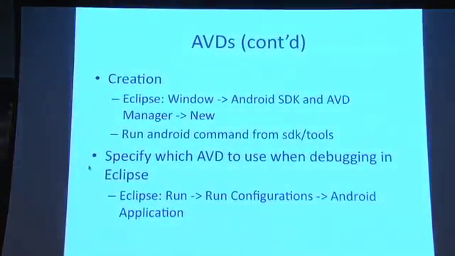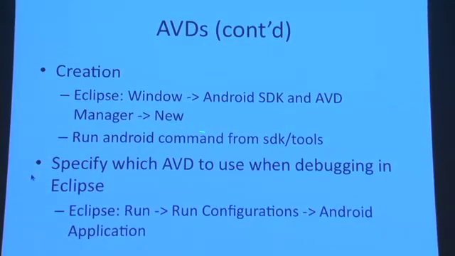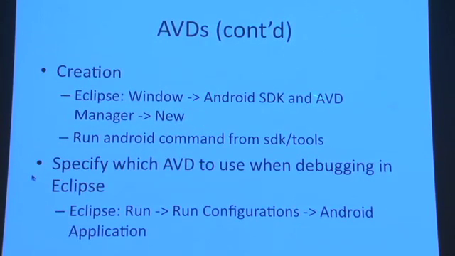So we go into here, Eclipse, Window, Android SDK, and AVD Manager, and go New. But now it's actually just the AVD Manager. We can also run the Android command from the SDK/tools folder where your Android SDK is located on your computer. And you can select which AVD to use when debugging in Eclipse. So you would go to here, run configurations, and then Android application.